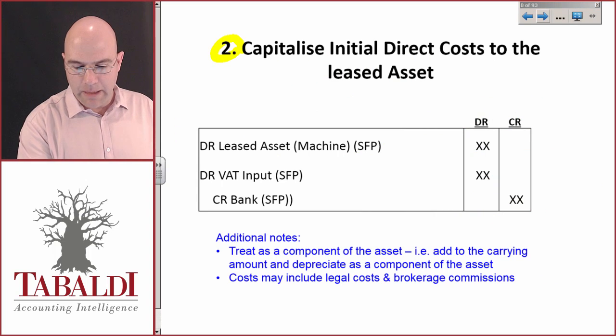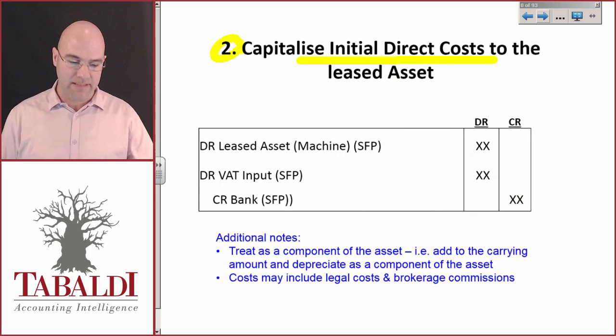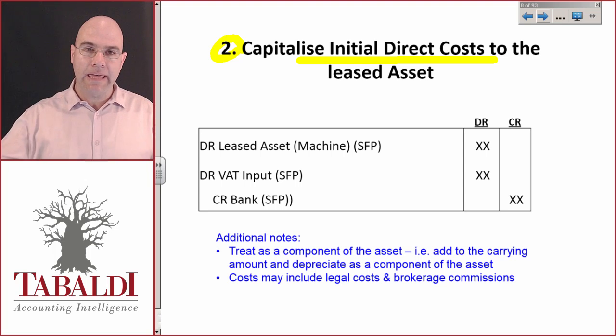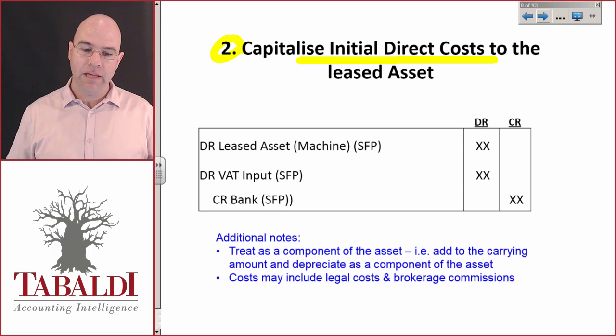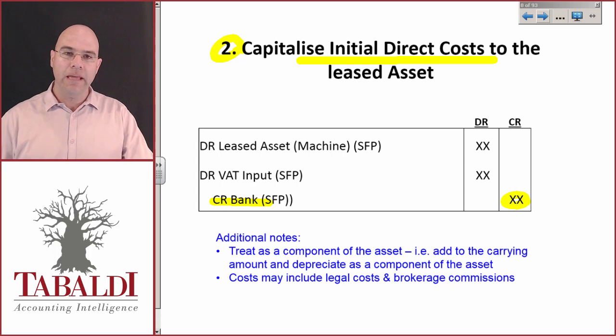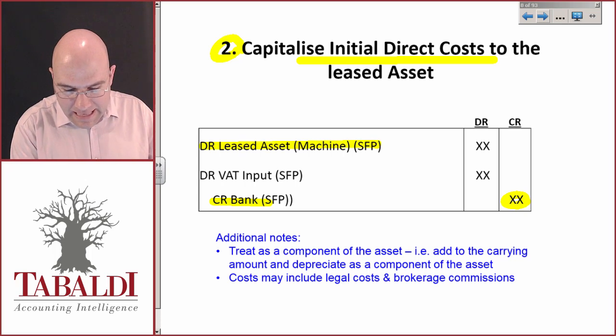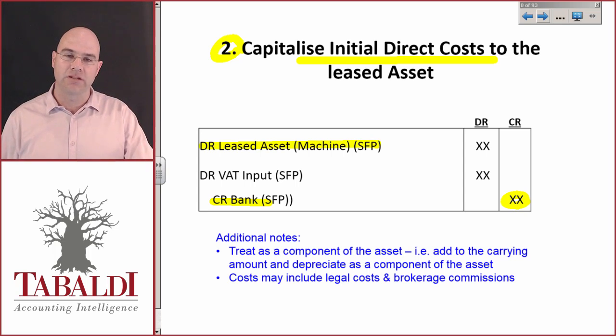Number 2, we're going to capitalize the initial direct costs to the leased asset. So we are going to pay legal fees. Those legal fees we will credit bank for the total amount, including VAT. The debit we will not take to expense. We will capitalize it to the leased asset in the statement of financial position.